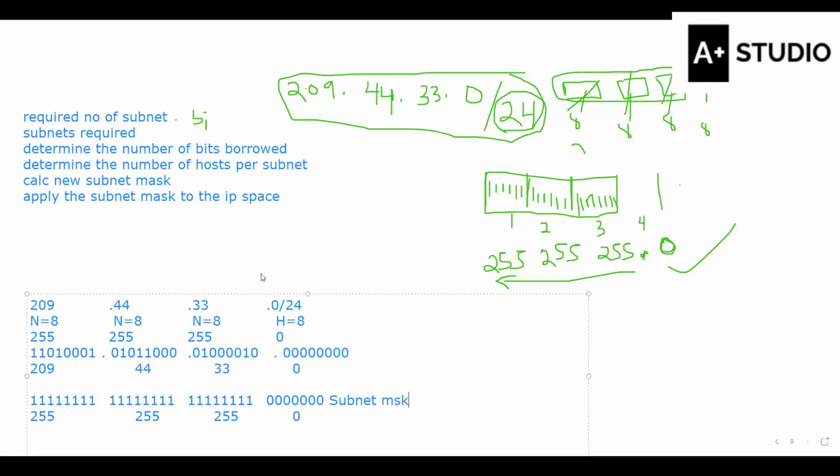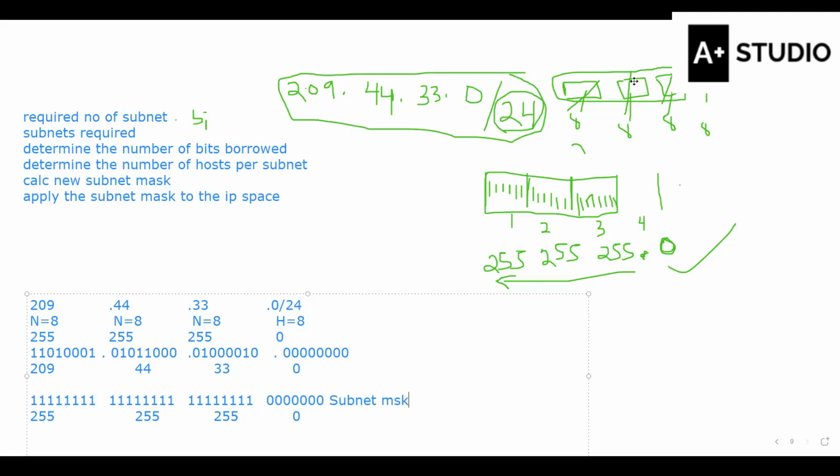Okay. So with this, it is asking us what we should find out: the required number of subnet bits. Required number of what? Of subnets. The number of subnets we are actually having. So let's see from this particular network.